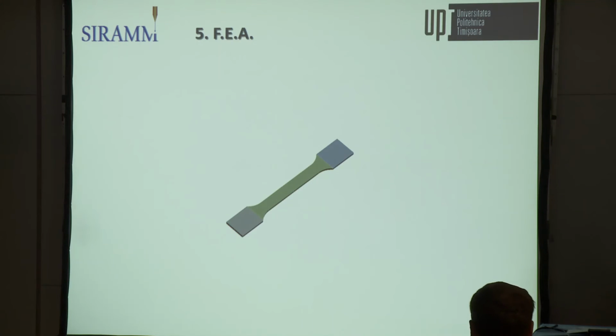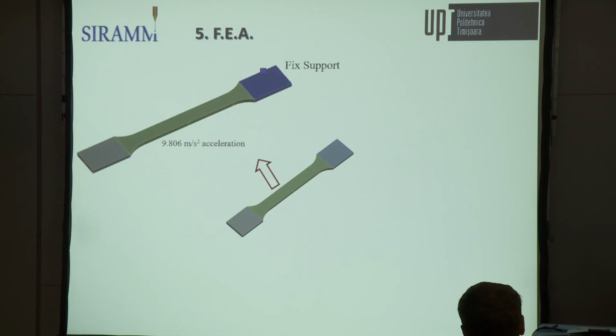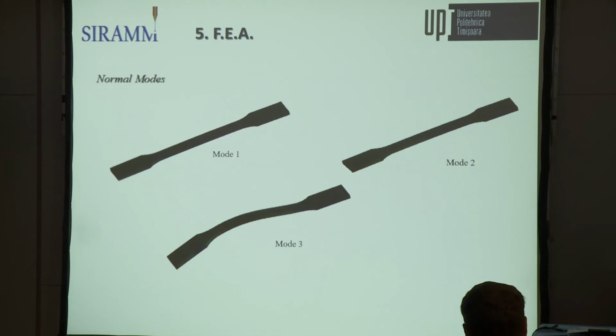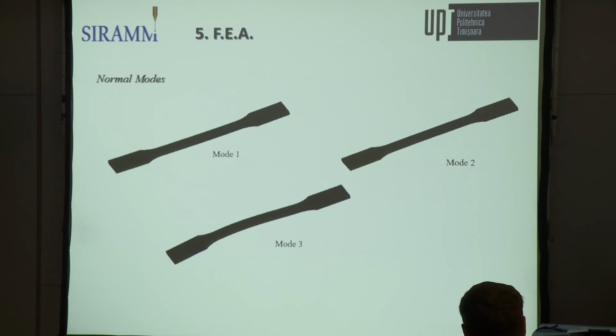For finite element analysis, we use in this case ANSYS. We import a simple geometry for our specimen. We create the boundary condition of fixed support, and we introduce the acceleration of about 9.806 meters per square second. We use hex elements for the mesh, and here we can observe the normal mode, mode 1, which is out of plane bending.